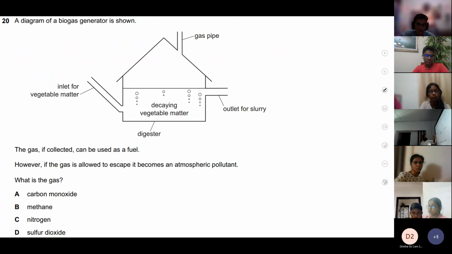Inlet for the vegetable matter, decaying of vegetable matter, outlet of the slurry. What is the gas coming from the top? Methane. Is that the question they're asking? The answer is methane. It can be used as a fuel, however, if the gas is allowed to escape, it becomes an atmospheric pollutant. That's methane.